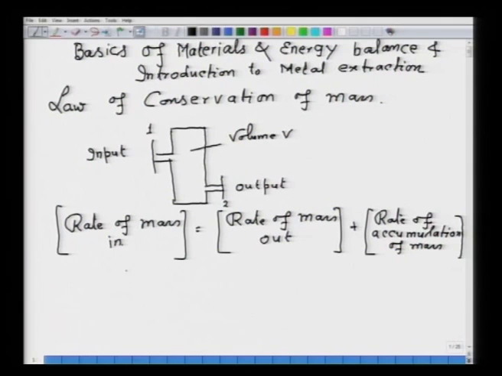Now, writing this as a mathematical expression, if m is the mass, dm by dt is equal to m dot in minus m dot out. The dot represents the rate of change of mass with reference to time. This is valid for unsteady state operation.